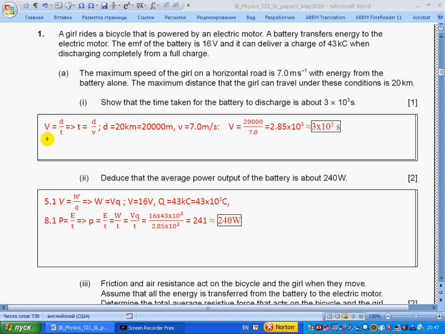So maximum distance, maximum speed. Speed equals distance over time, so time equals distance over speed. Distance in kilometers we change into meters by multiplying by 1000, substitute values, and we get what is required.